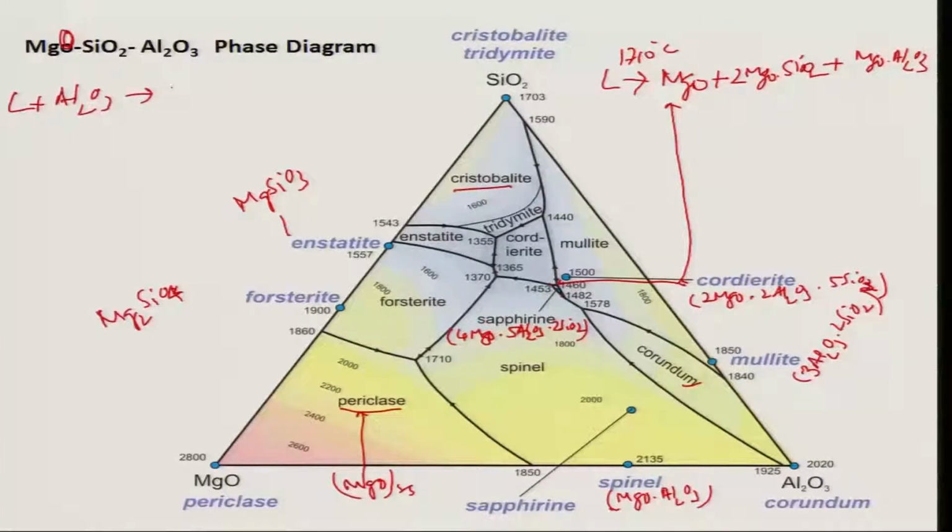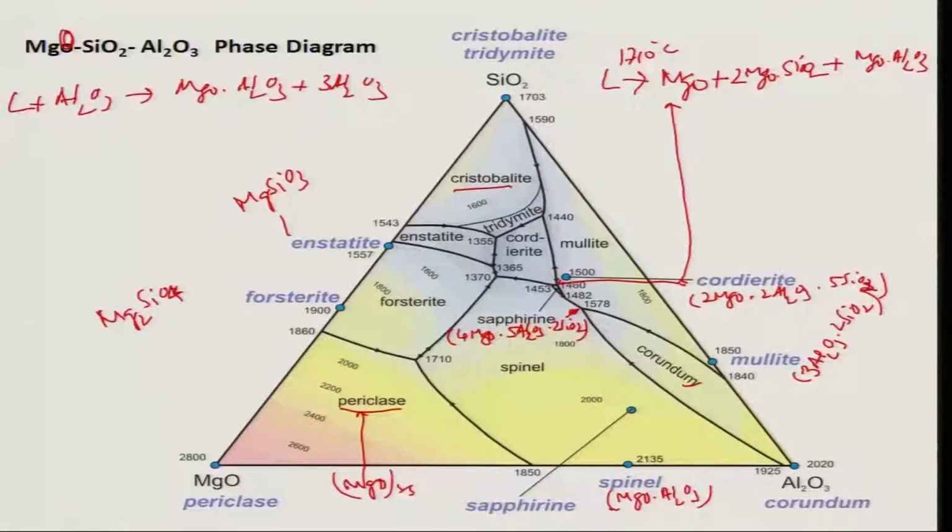This is the MgO, this is a liquid plus corundum. I think this is somewhere there, leading to formation of Al2O3 plus, not this one, somewhere else, this one is different. This will lead to formation of MgO Al2O3 and Al2O3, Al2O3 is a corundum, correct.